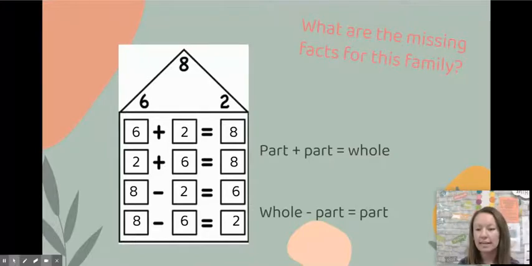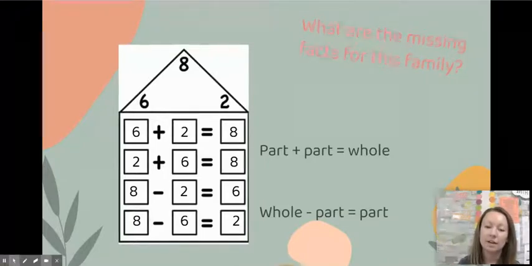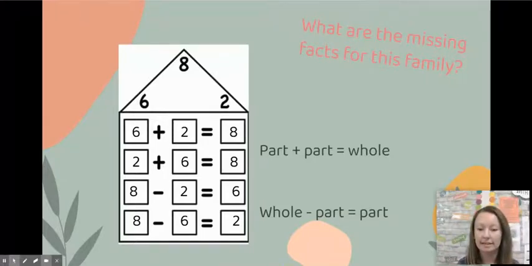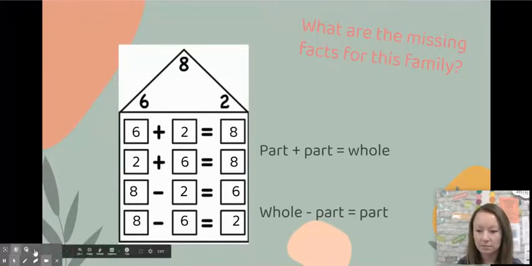For subtracting, we have 8, which is our whole. So we start with our whole. Our whole is 8. We take away 2. We're left with 6. Again, whole minus part equals part. And then lastly, 8, start with our whole, minus 6 equals 2. So those are the facts for this fact family with the numbers as 8, 6, and 2.